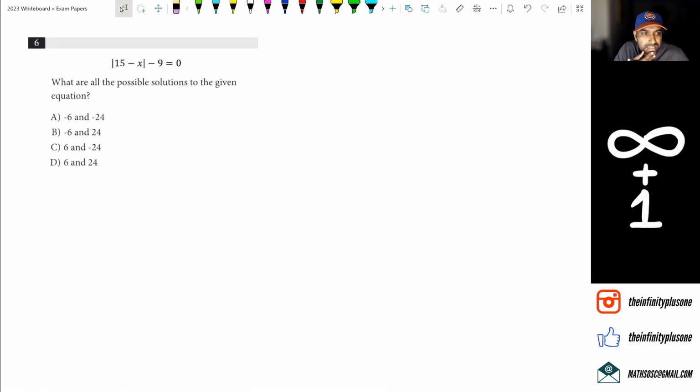So question 6 here is an absolute value question. I'll be honest, I've not done this in a long time, but it's good to have a look at these questions again. So we're going to put down 15 minus x, the absolute value of that, minus 9 equals 0. And again, I'm sorry if I do this in a different way. I understand maths slightly differently, and you might have different shortcuts, but it's all right. In the end, it's maths.